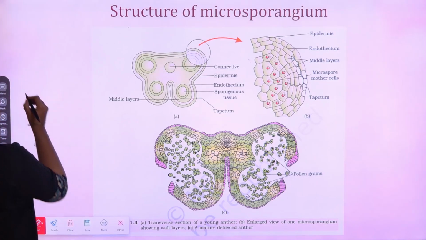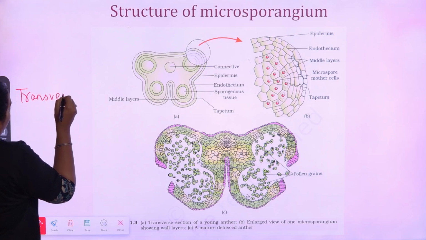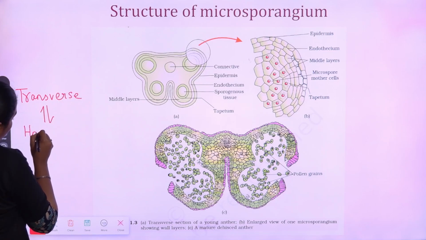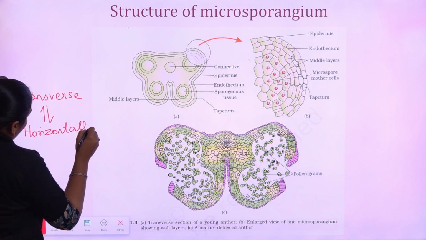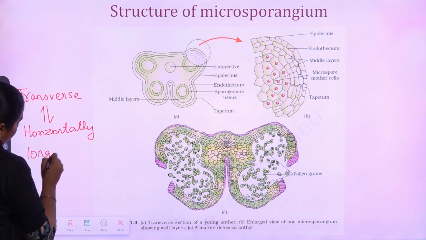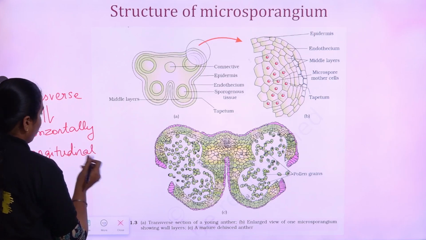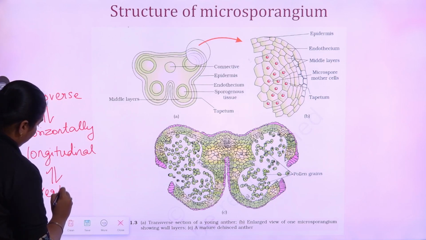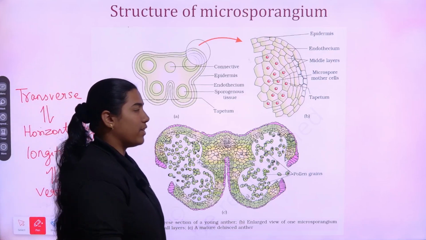I'll just write it here. Transverse means horizontally. Remember this, because we will be using these terms interchangeably. Vertical. So transverse is horizontal, longitudinal is vertical.